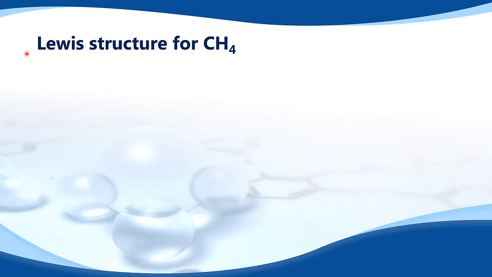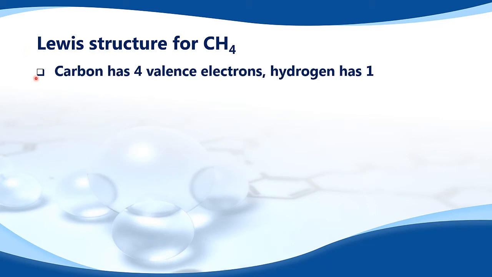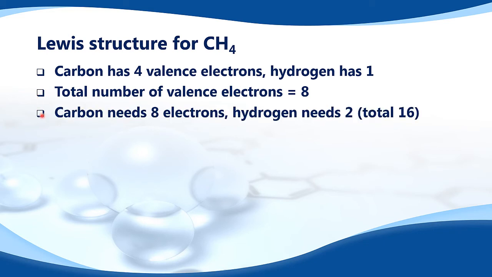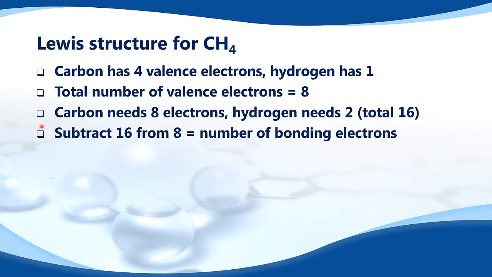So let's try an example. Let's draw the Lewis structure for CH4, methane. Carbon has 4 valence electrons, hydrogen has 1. The total number of valence electrons in the molecule is 8. Carbon needs 8 electrons, hydrogen needs 2. So that's a total of 16.